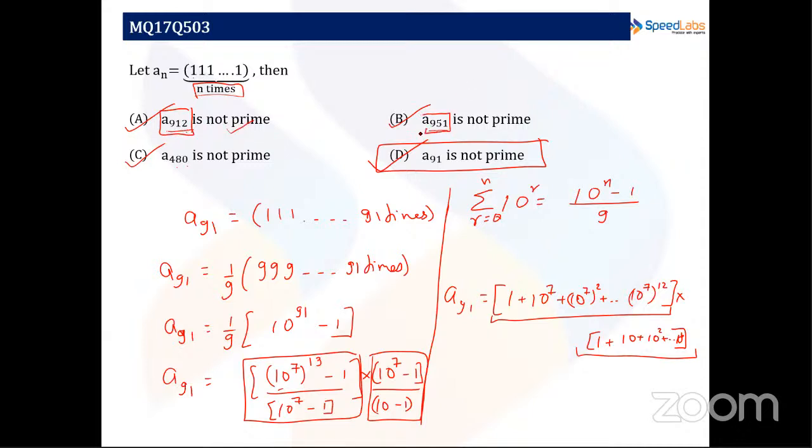Similarly, here also the sum of the digits will be divisible by 9, divisible by 3. So this is also not a prime. Here also the sum of the digits is divisible by 3. So it is also not a prime.